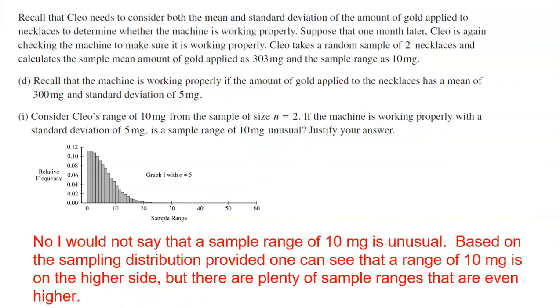Okay, moving on to the final section. Again, a lot of in-depth problems. It's a very long number 6 here. All right. Recall that Clio needs to consider both the mean and the standard deviation of the amount of gold applied to the necklaces to determine whether the machine is working properly. It's not just focusing on the mean being 300, but it's also focusing on the standard deviation needing to be 5. All right. Suppose that 1 month later, Clio is again checking the machine to make sure it's working properly. Clio takes a random sample of 2 necklaces and calculates the sample mean amount of gold applied to be 303 milligrams and the sample range to be 10 milligrams.